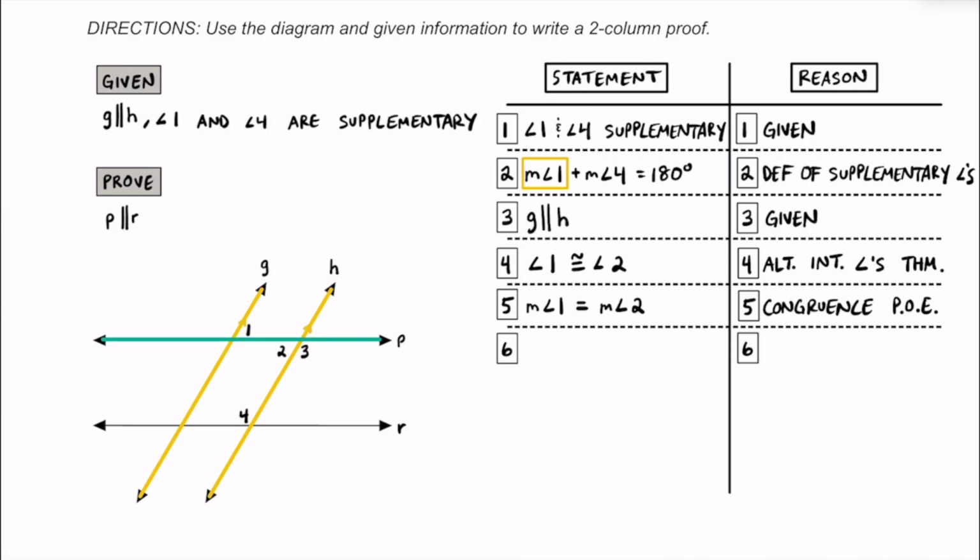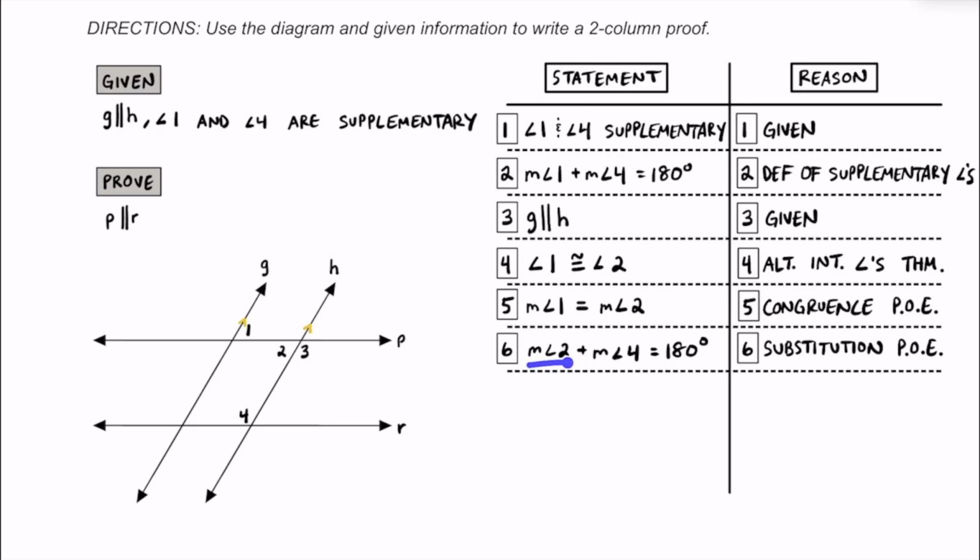So we see measure of angle 1 here, which we see again over here, and it has the same measure as angle 2. So making a substitution, we can say that the measure of angle 2 plus the measure of angle 4 is going to equal 180 degrees. And we know this by the substitution property of equality. So we now know that the measure of angle 2 plus the measure of angle 4 is equal to 180 degrees.